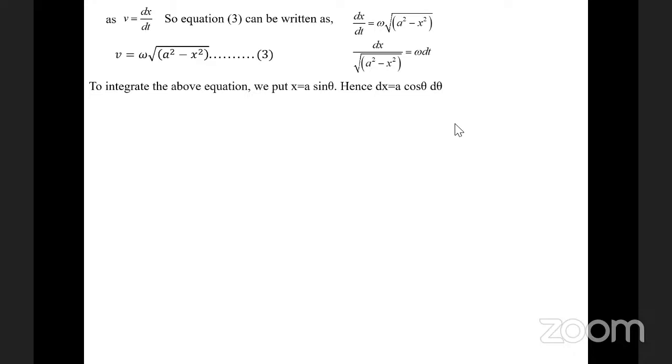So v equals dx by dt, and you got the v value as omega into square root of a square minus x square. So equation 3 can be written as, dx by dt is nothing but v. The rate of change of displacement is omega into square root of a square minus x square. So dx by square root of a square minus x square equals omega into dt. Integrate this with respect to x, with x equals a sin theta. What does dx become? a cos theta d theta.